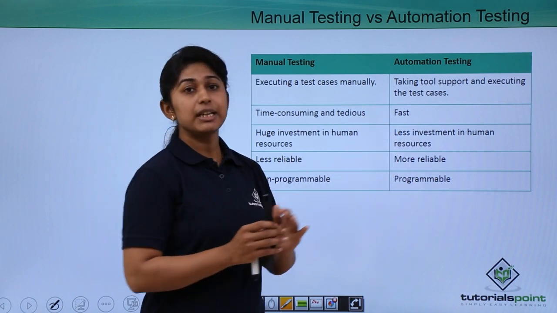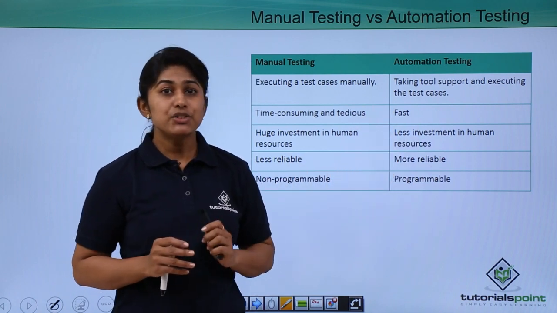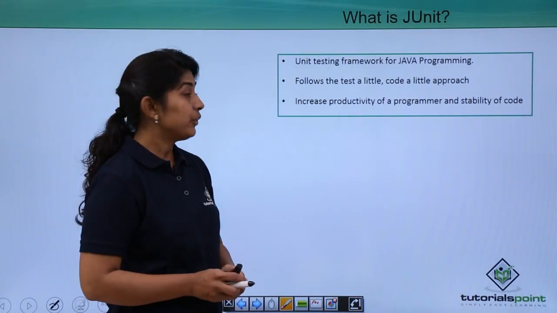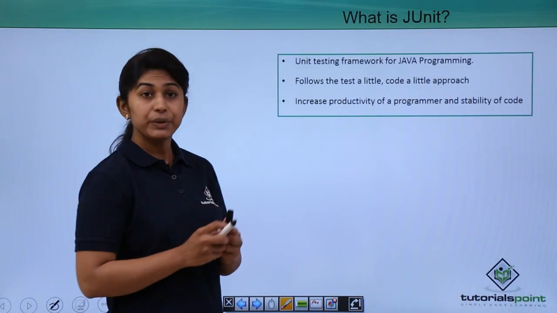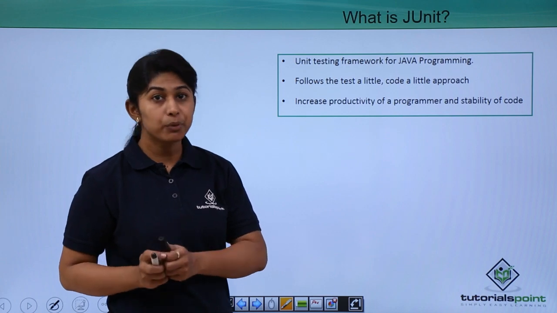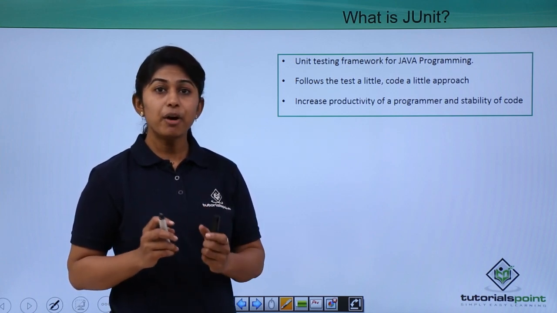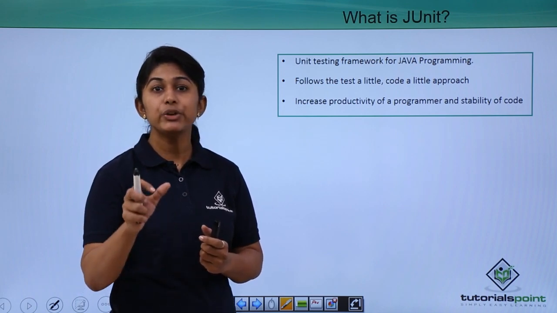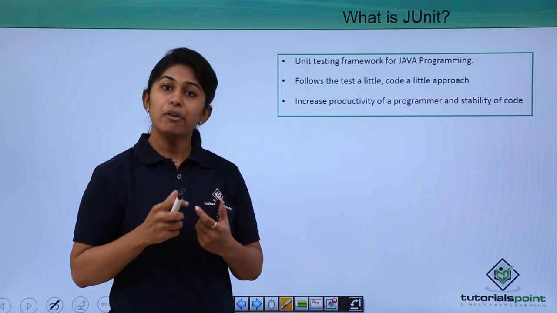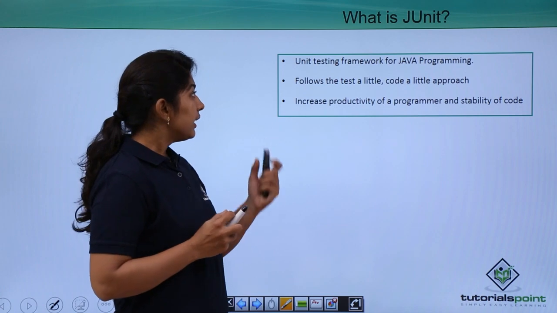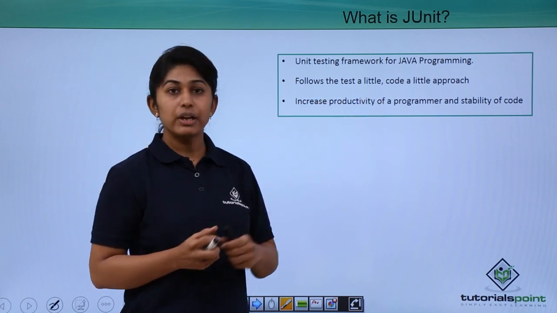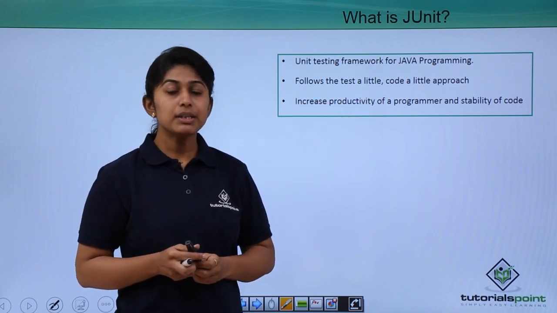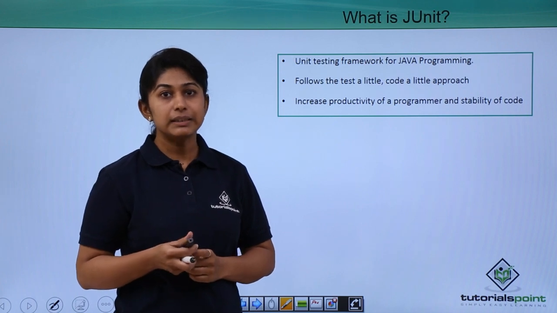For automation testing, we will see what is JUnit. JUnit is a unit testing framework using the Java programming language. The full form of JUnit is Java Unit. So you are actually doing unit testing with the help of the Java language. It follows a test a little, code a little approach. So we need to understand what the test a little, code a little approach is.